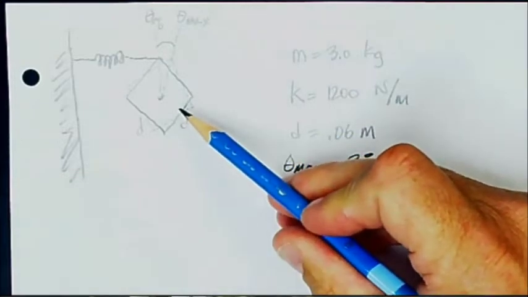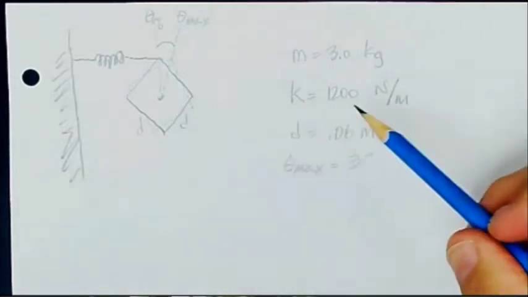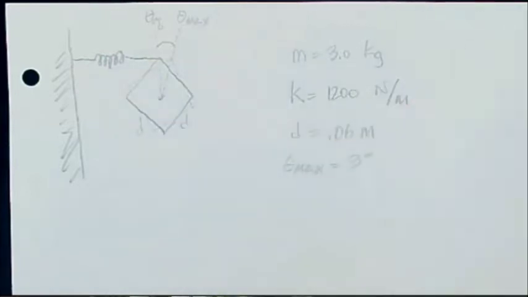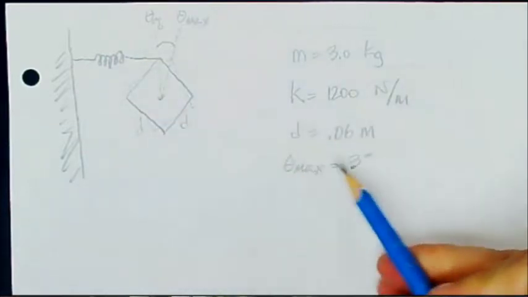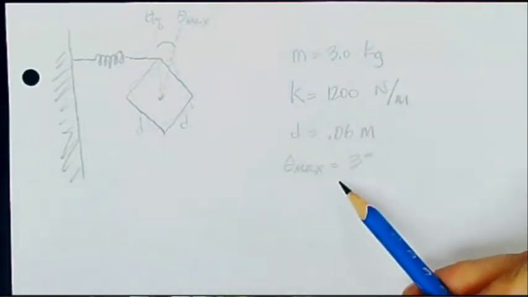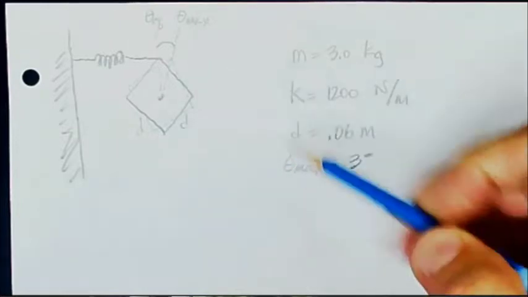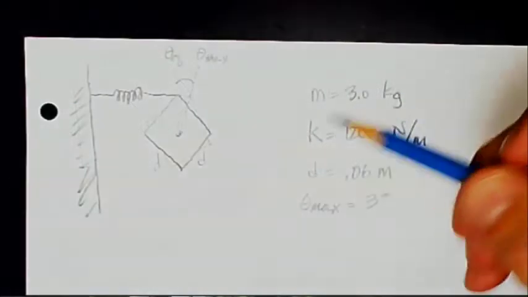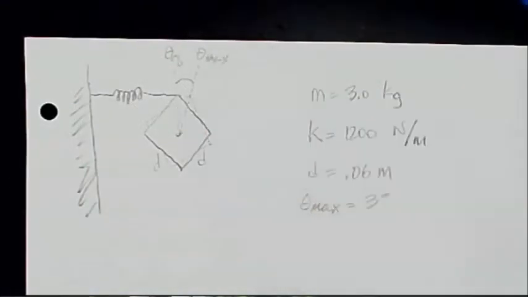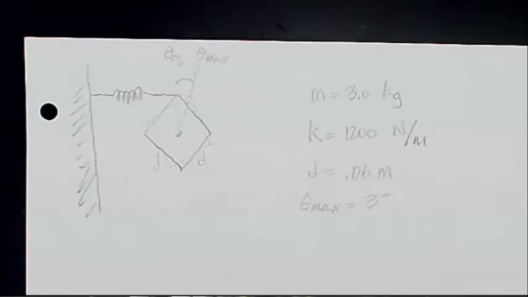They tell us the mass of the cube is 3 kilograms. The k constant of the spring is 1200 newtons per meter. The dimensions of the cube are given, and the maximum displacement before we set it into oscillation is 3 degrees. The problem is asking for the period of the resulting oscillation. So how do I go about starting this?